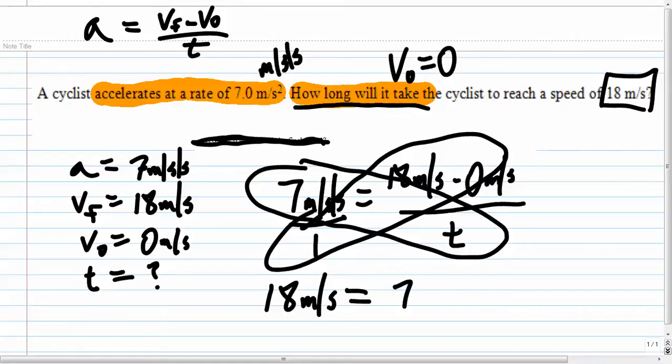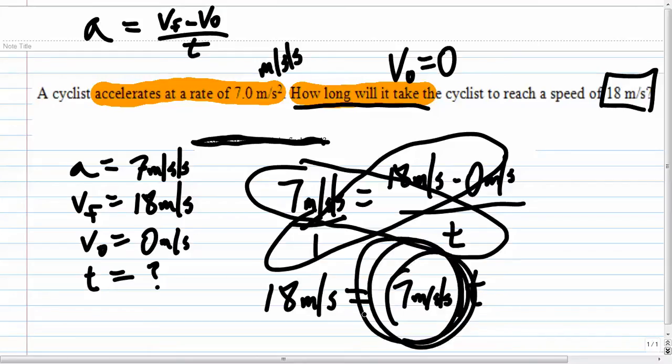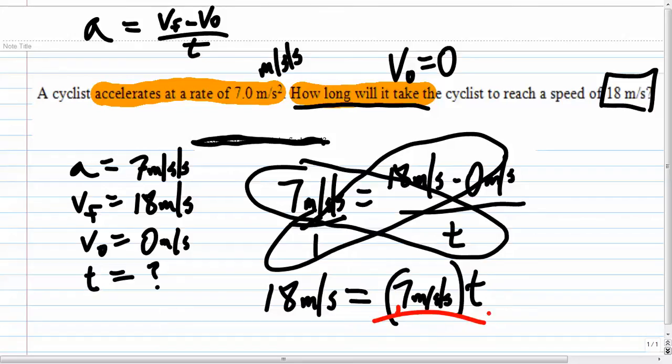So 7 meters per second times t. So if I want to get rid of this multiplied 7 meters per second, all I have to do is divide by 7 meters per second. So if I do that, it cancels out on this side, but whatever you do to one side, you got to do to both.